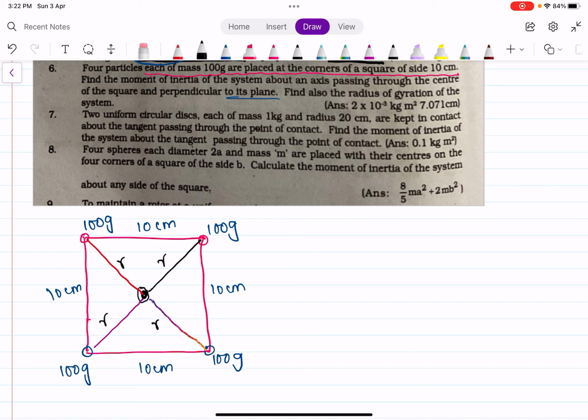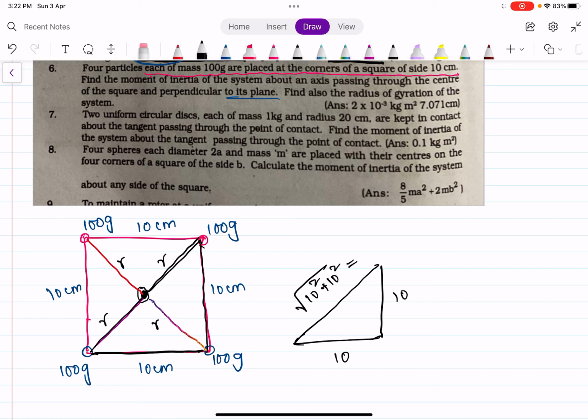Now I would like to find this r value. As this is 10 and this is also 10, this total length would be the square root of 10 squared plus 10 squared, that is root 200, that means 10 root 2 centimeters. But I would like to find only half of this distance. Now r is equal to half of 10 root 2 centimeters, that is r is equal to 10 by root 2 centimeters.